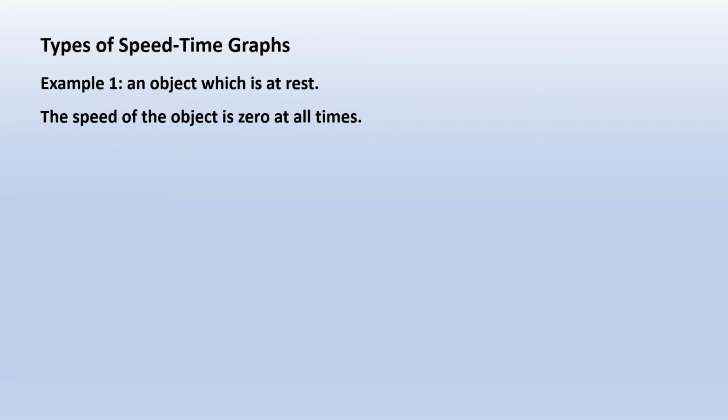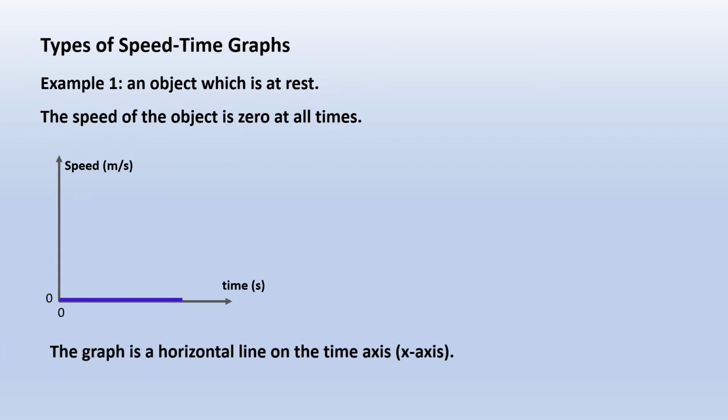Types of speed-time graphs. Example 1. An object which is at rest. This means the speed of the object is 0 at all times. The speed-time graph for an object which is at rest is a horizontal line on the time axis.